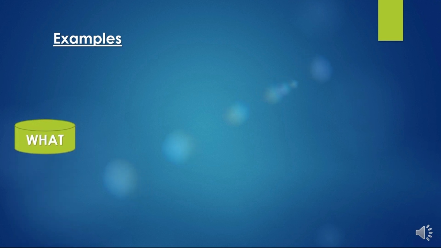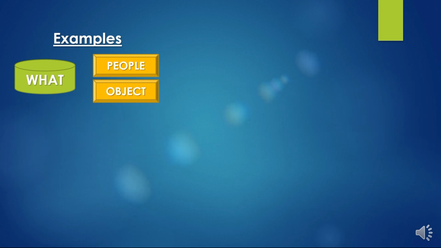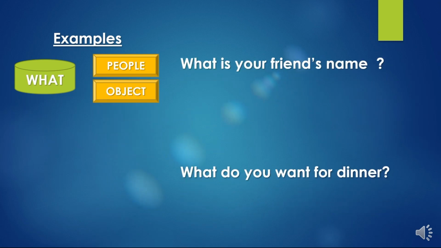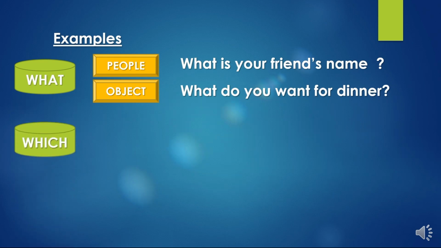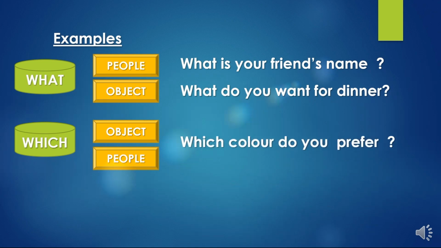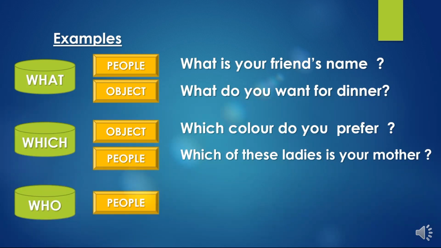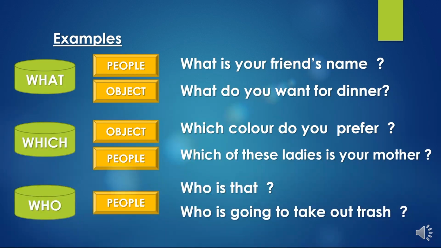Now, let's quickly review and revise the WH words, like where and how do we use them, with examples. What is used to ask questions about people or objects. For example, what's your friend's name, or what do you want for dinner? Which is used to ask questions about people or objects. Like in the examples, which color do you prefer, and which of these ladies is your mother? Who is used to ask questions about people, like who's that, or who's going to take out the trash?